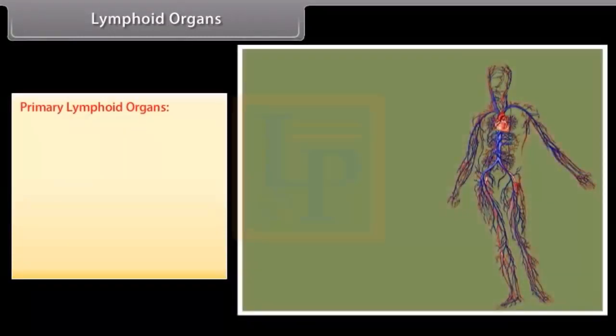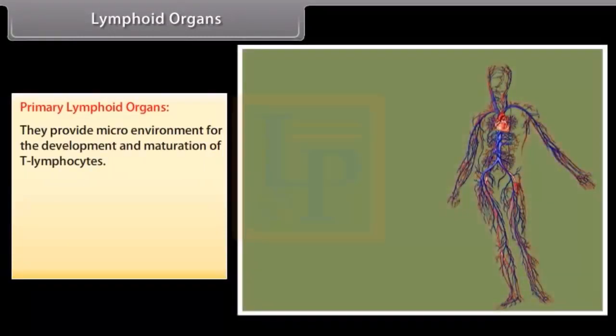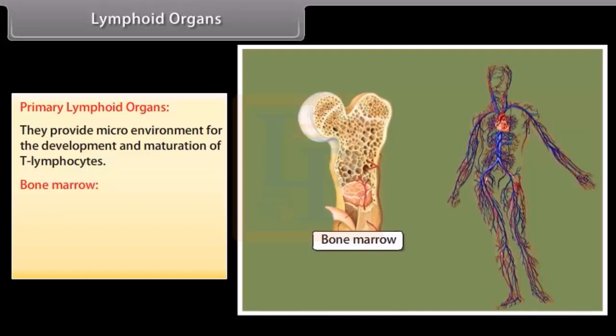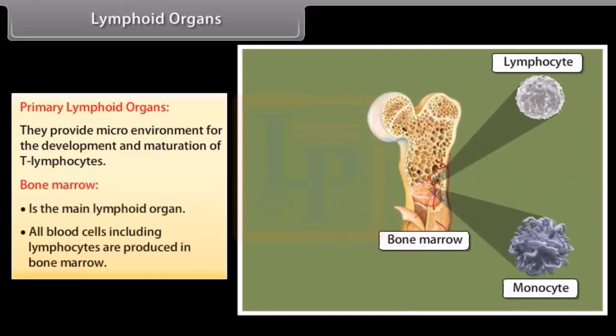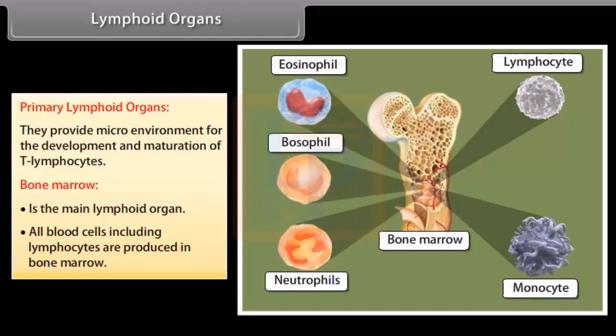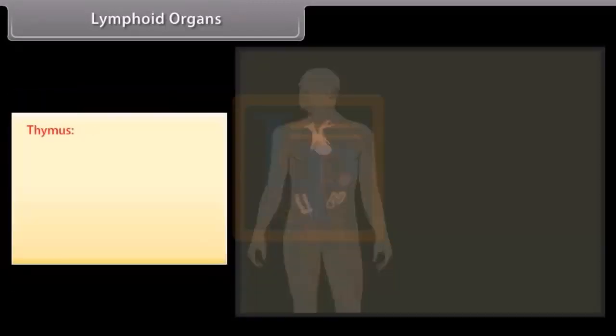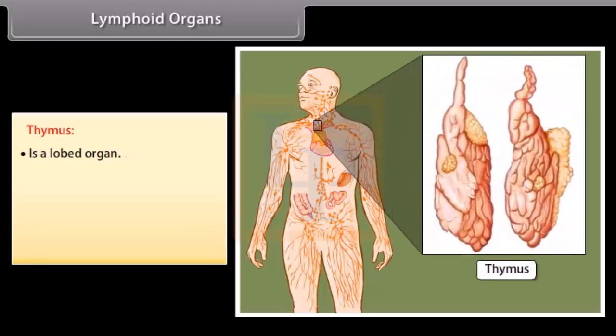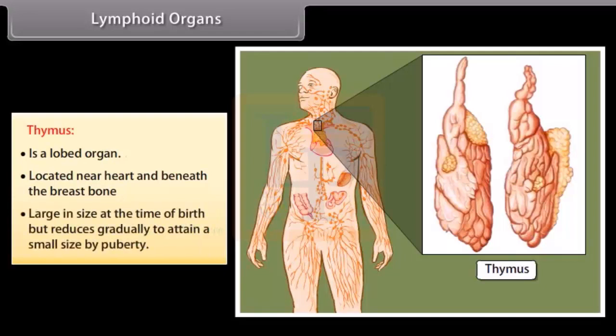Primary lymphoid organs provide microenvironment for the development and maturation of T lymphocytes. Bone marrow is the main lymphoid organ. All blood cells including lymphocytes are produced in bone marrow. Thymus is a lobed organ located near heart and beneath the breastbone. Large in size at the time of birth but reduces gradually to attain a small size by puberty.